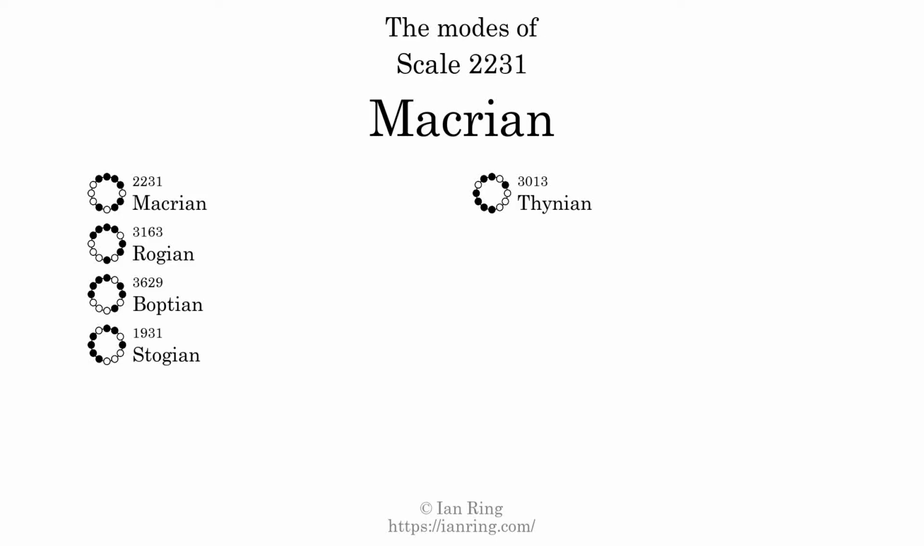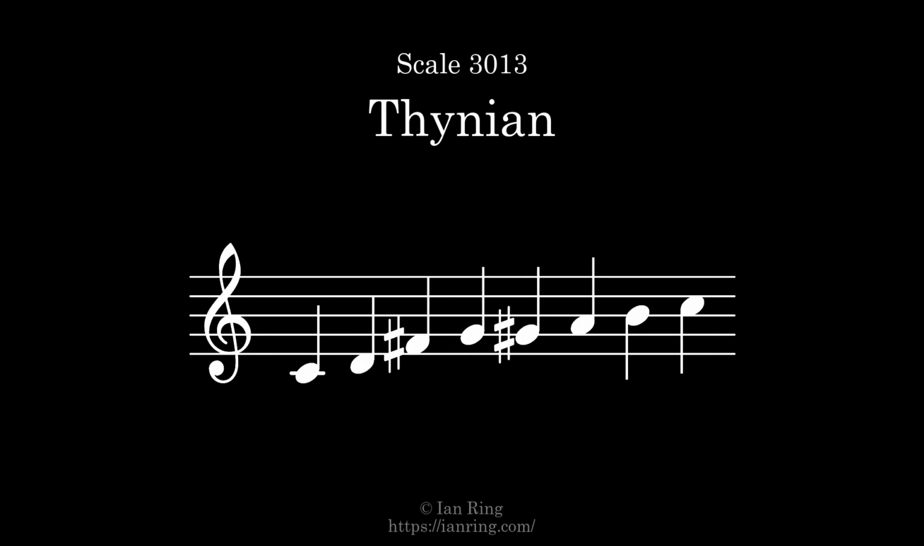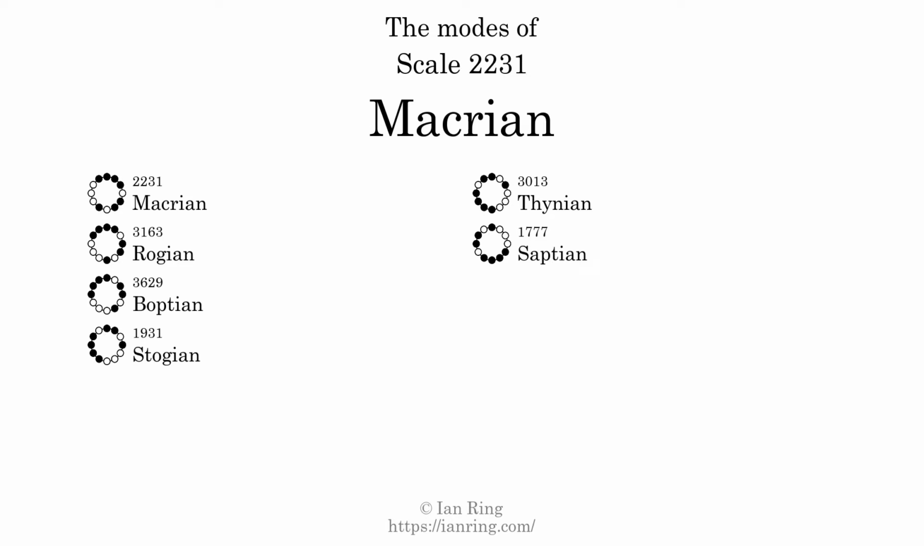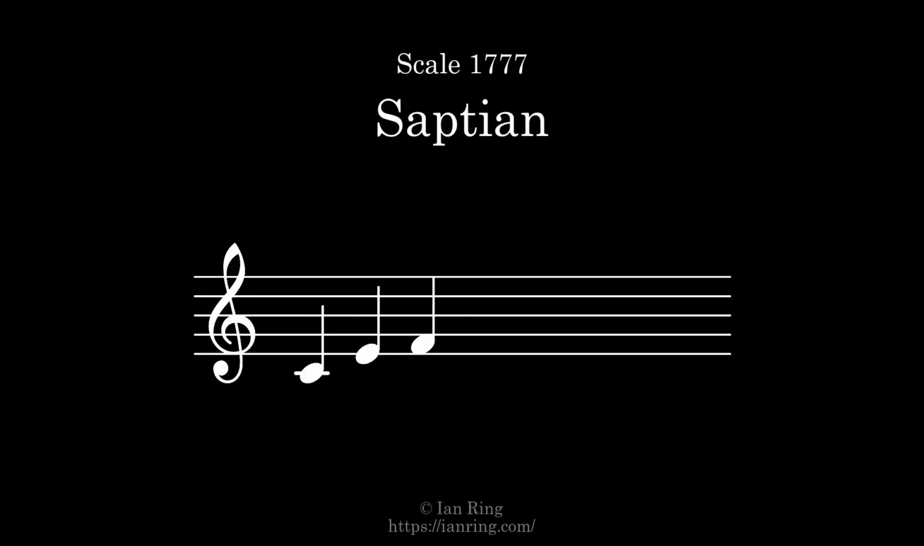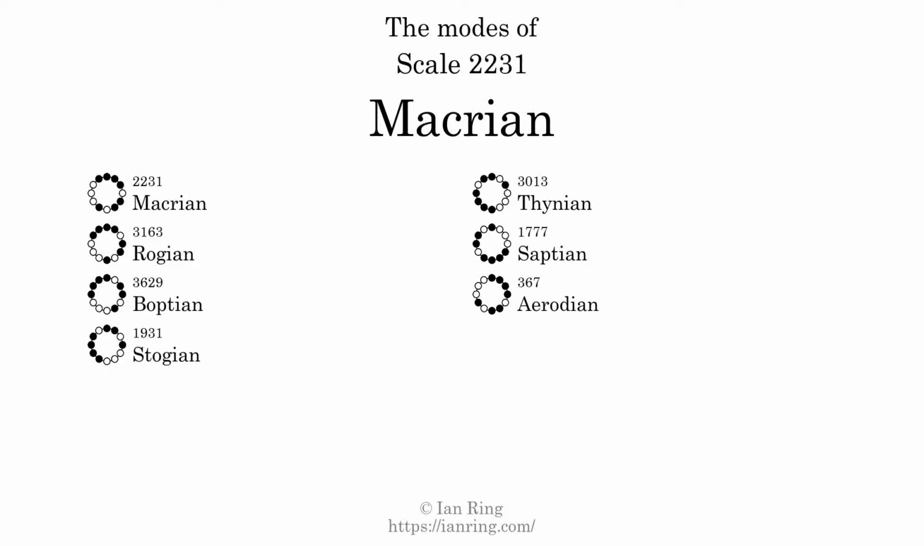The fifth mode is scale 3013, also known as Thynian. It sounds like this. The sixth mode is scale 1777, also known as Saption. It sounds like this. The seventh and last mode is scale 367, also known as Erodian. It sounds like this.